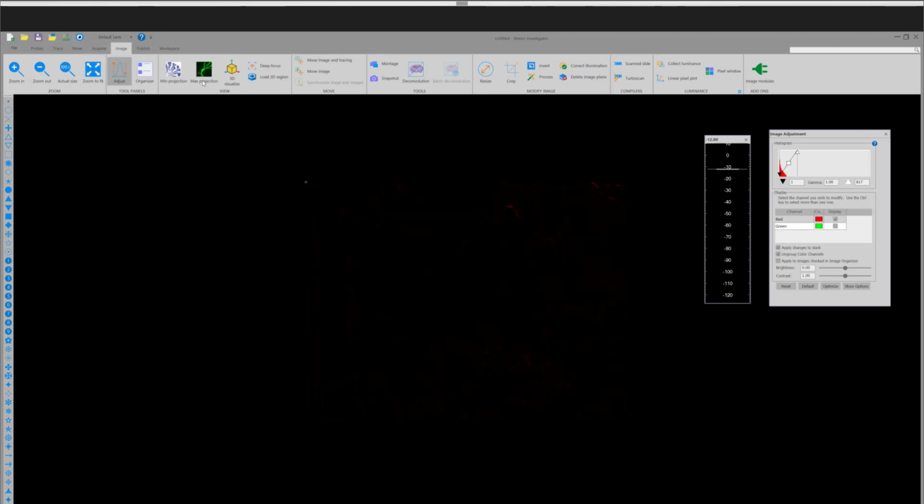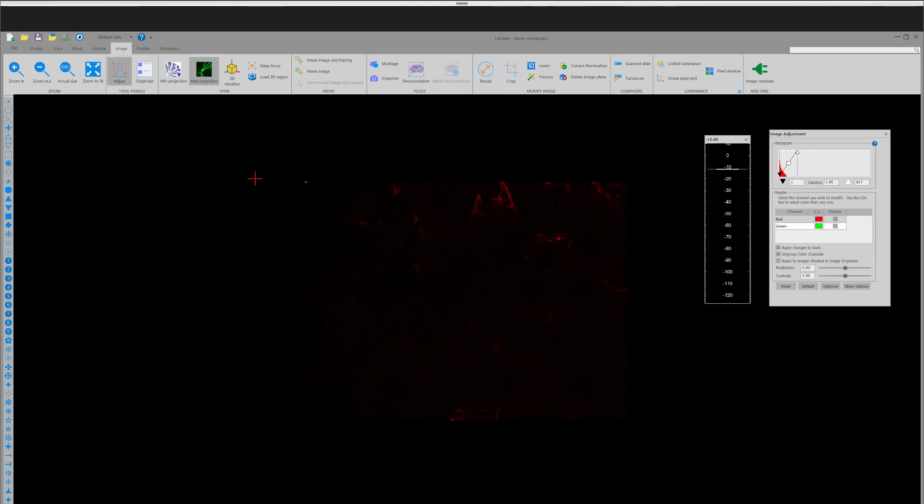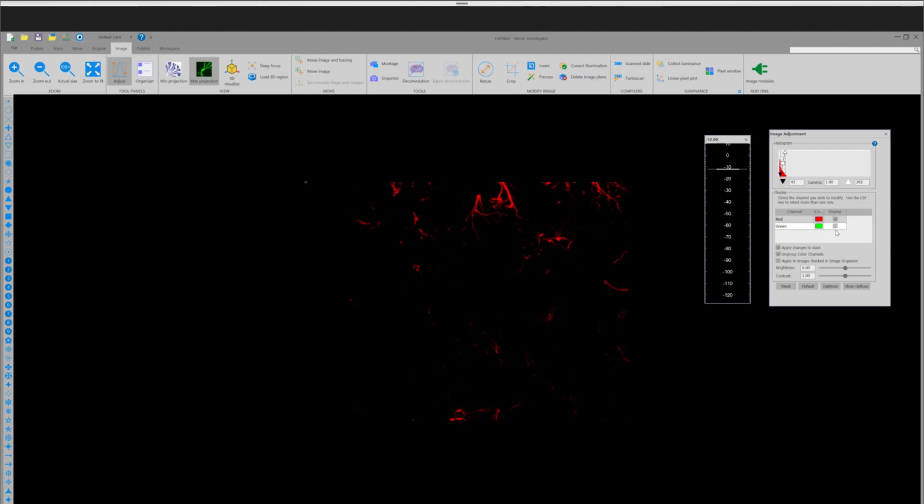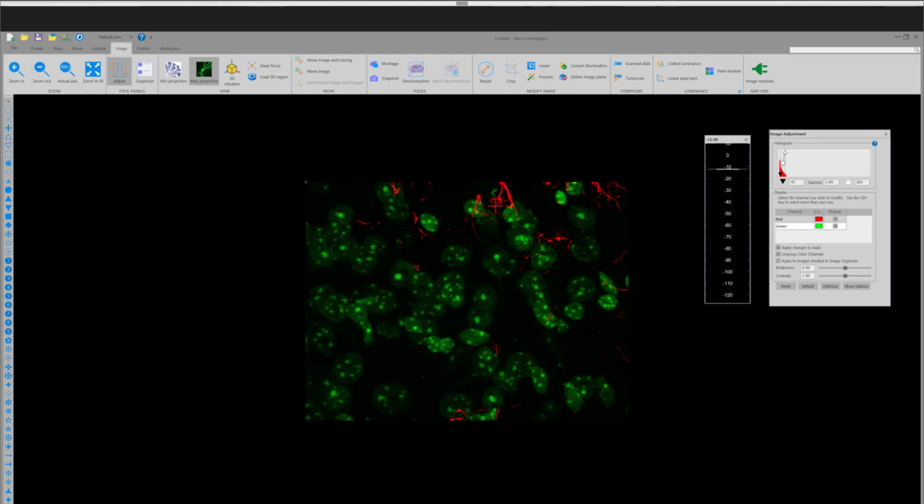I can go to image and do a maximum projection. So this shows all the stacks together. And now I can adjust each channel individually so it looks its best. And you could use this to see if cells are double labeled or not. In this case, we could use it to see if there are fibers near cells.